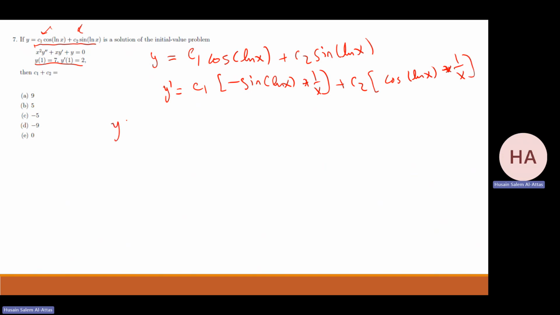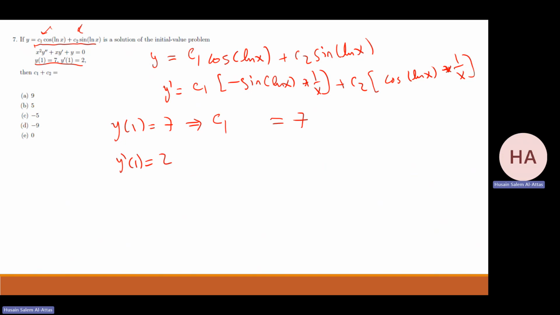Okay, now I have y at 1 equals 7. That implies what? Substitute. Ln 1 is 0, so cosine 0 is 1. I have C1. Ln 1 is 0, sine 0 is 0. That will be 7. Good.